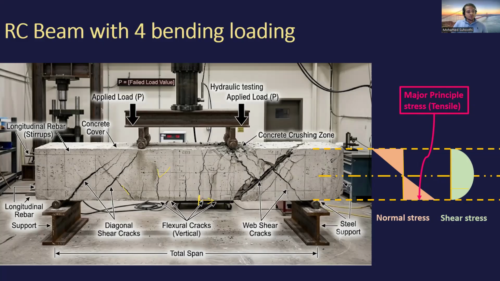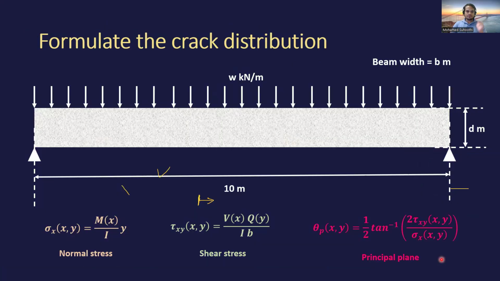So what I'm going to do now is apply the things we have discussed so far. Let me take the following example. Let's consider a 10-meter beam. We have a distributed load here. Beam width is b meter, depth is d meter, right?